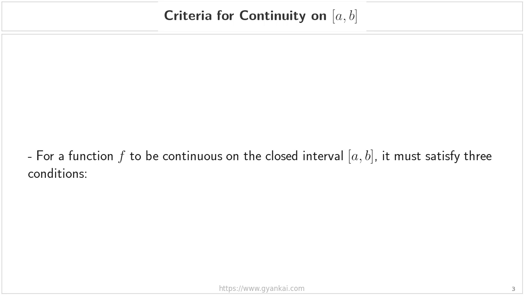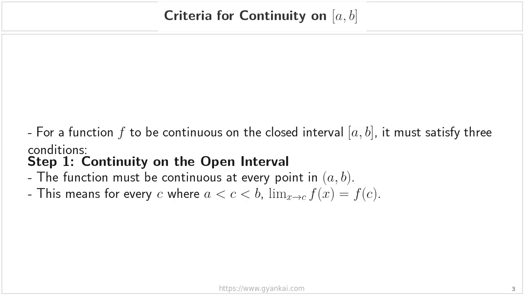Criteria for continuity on [a, b]. Now that we have a conceptual understanding of what a closed interval is, let us examine the formal criteria required for a function to be considered continuous over that range. For a function f to be continuous on the closed interval from a to b, it must satisfy three specific conditions. First, we must verify continuity on the open interval. This means the function must be continuous at every single point strictly between a and b.